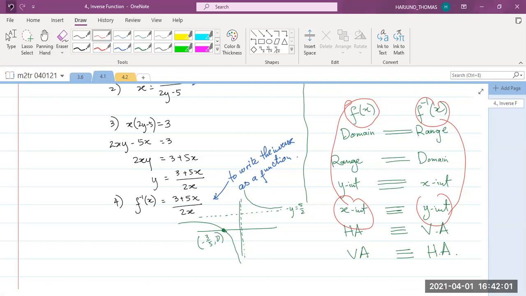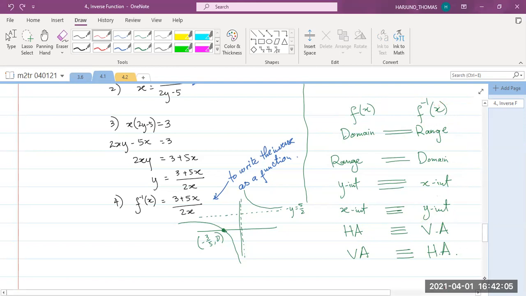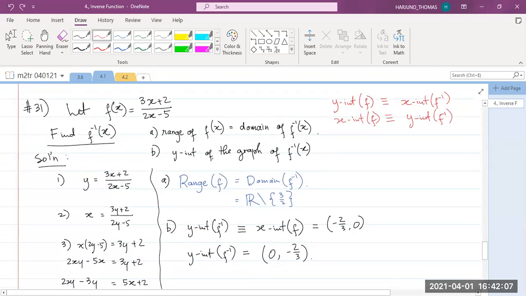Now, so the question we have at hand earlier is find the y-intercept of inverse function. Now, to find the y-intercept of inverse function, I will look at the x-intercept of the original function. Now, this is the original function. Now, what is the x-intercept?